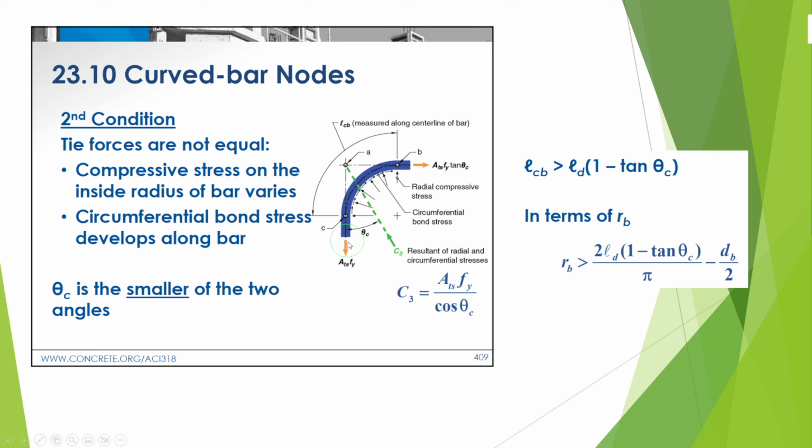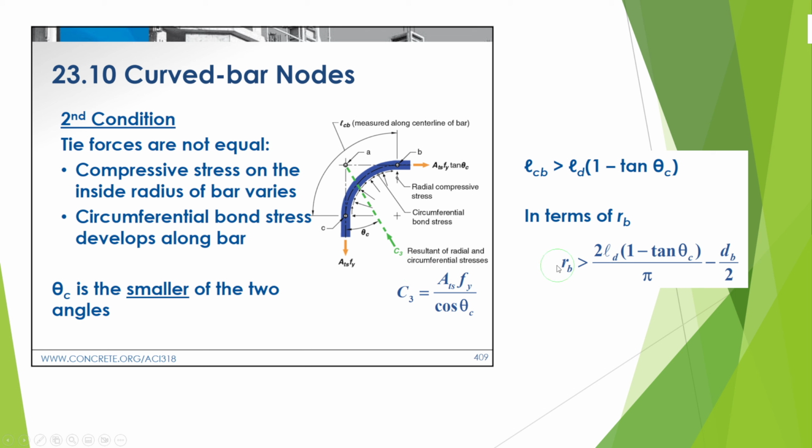Okay, here we have tension T2 not equal to T1. So the ACI code provides a different formula to calculate the minimum radius. In fact, the ACI code will give you one formula to calculate the minimum LCB. LCB means the minimum length of this curve, but we can convert this equation to be in terms of minimum radius or bend radius. So the same concept.